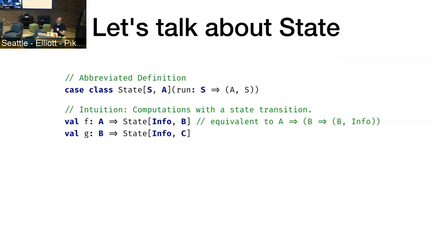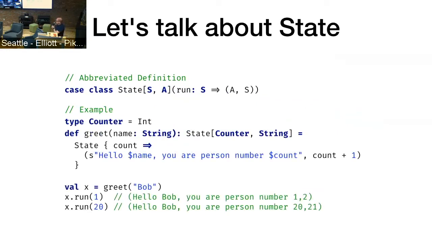So let's see, I think I have an example of that. Yeah. So we have a Counter type that's an Int. So let's make a greet function. It takes a name and then it returns a computation that depends on a counter. So the answer is hello, you're person number, whatever, and it tells you what the count is. And it also increments the counter before returning it. So if we say we want to greet Bob and then we run it with the initial state of 1, we get hello, Bob, you're person number 1, and the new state is 2. So that's what we should use on subsequent computations in this type.